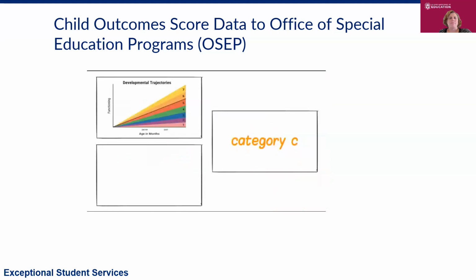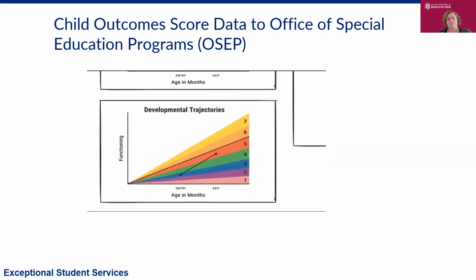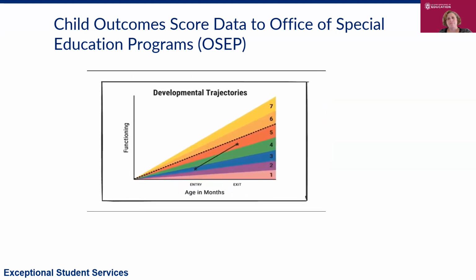This is the pattern we looked at earlier. This child showed sufficient improvement in functioning to move to a higher developmental trajectory, which is a higher rating on the scale, but had not yet achieved age-appropriate functioning when he exited. Here's another example of Category C.